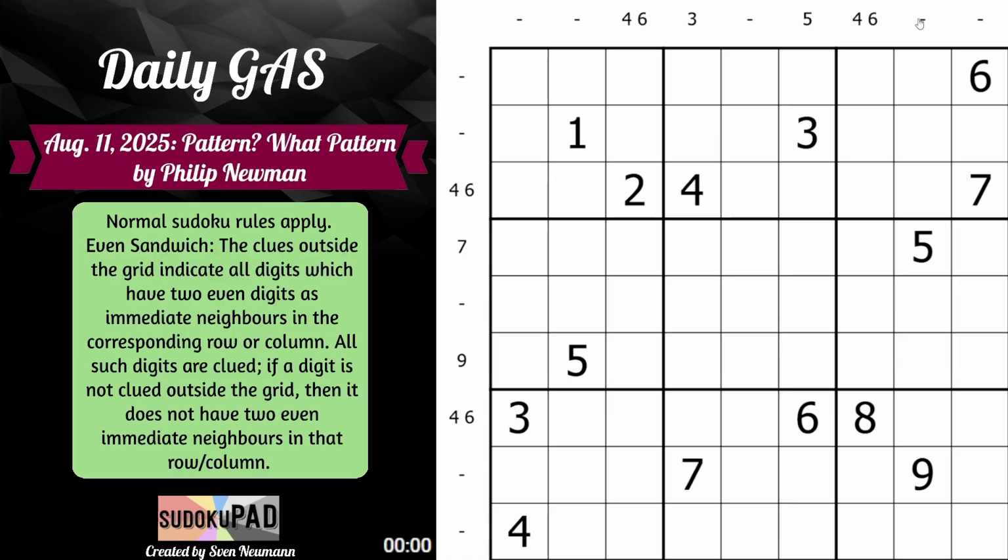And any of these little dashes means no digit has two even neighbors. So let's say we solved it and we found this was a 2, then this could never be 4, 8, because if it was 4, 8, then 7 would have to be clued at the top of the grid.